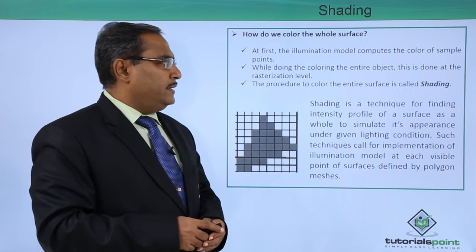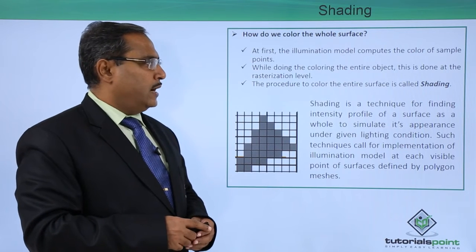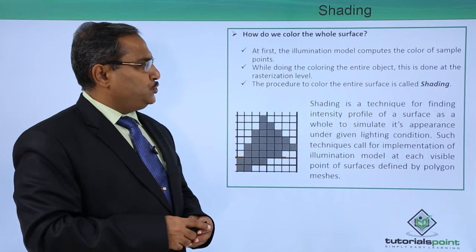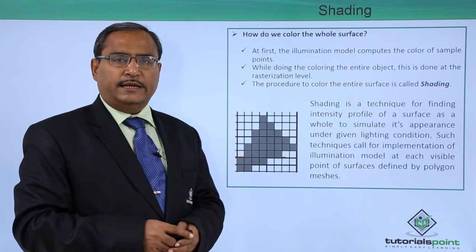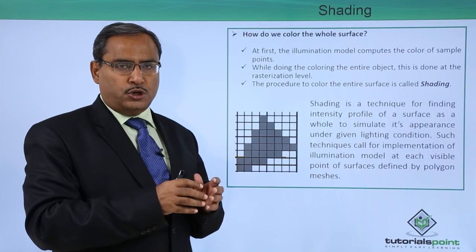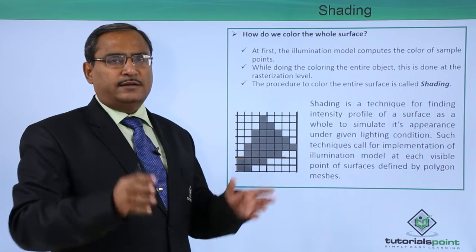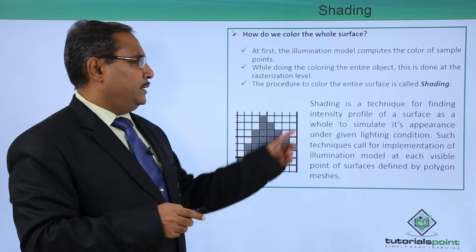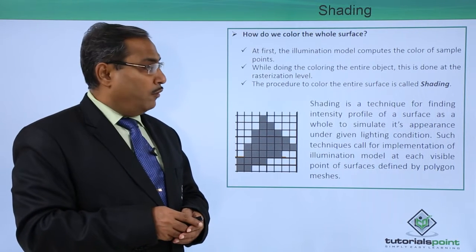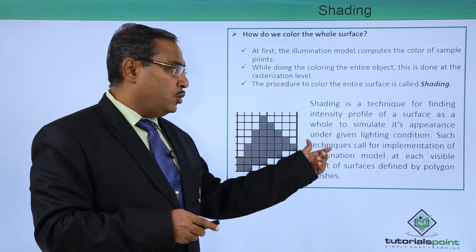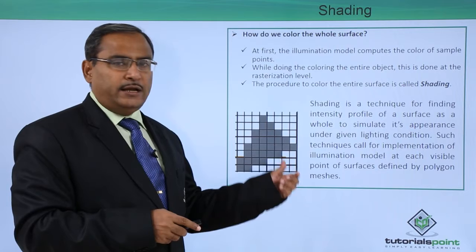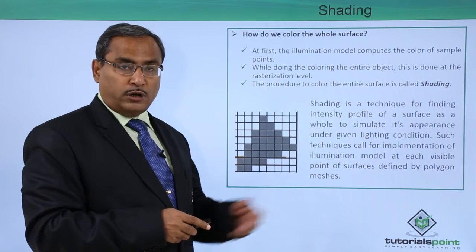While doing the coloring, the entire object is colored at the rasterization level. The procedure to color the entire surface is known as shading. So shading is nothing but a procedure which will put the color on the entire surface of the object. Shading is a technique for finding the intensity profile of a surface as a whole to simulate its appearance under given lighting conditions. That is a very important one.